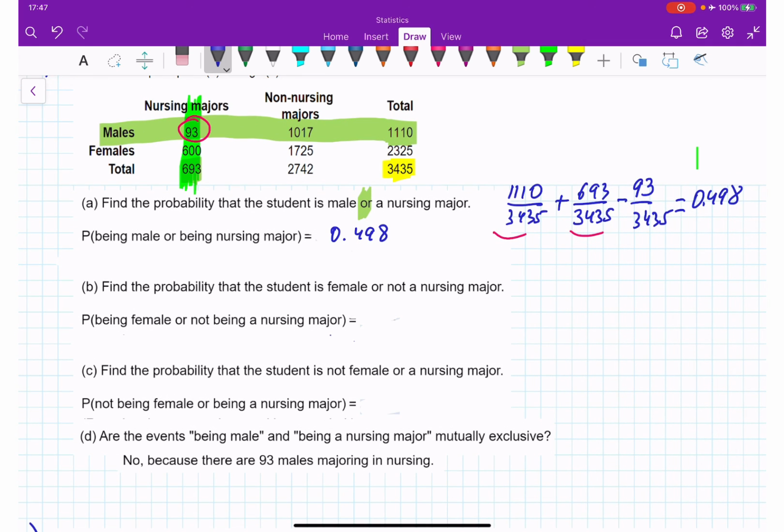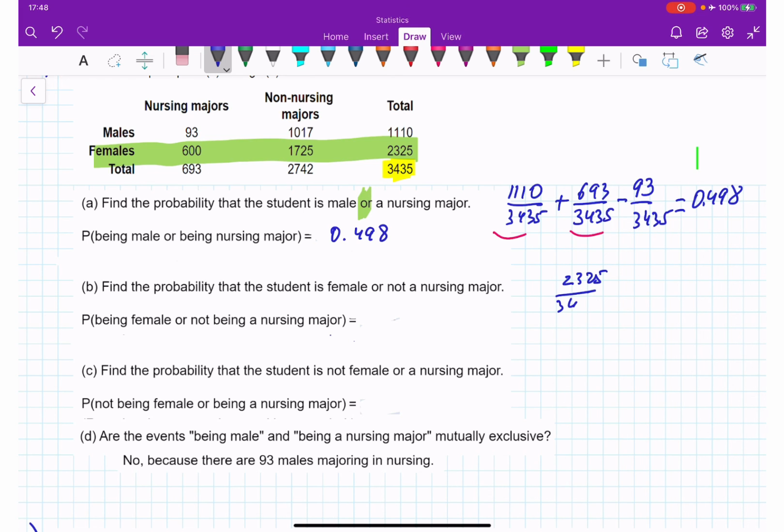For the B, find the probability. Let me clean this now. Find the probability that a student is female. Now I'm going to go for female. 2325, right? Over 3435. Or not a nursing major. So if it's not a nursing major, what is going to be?